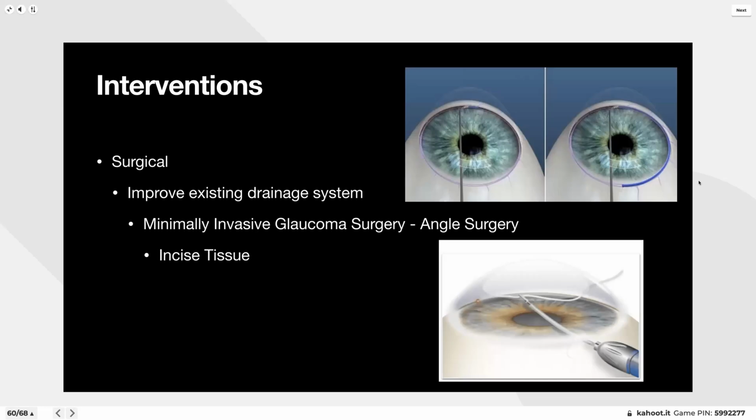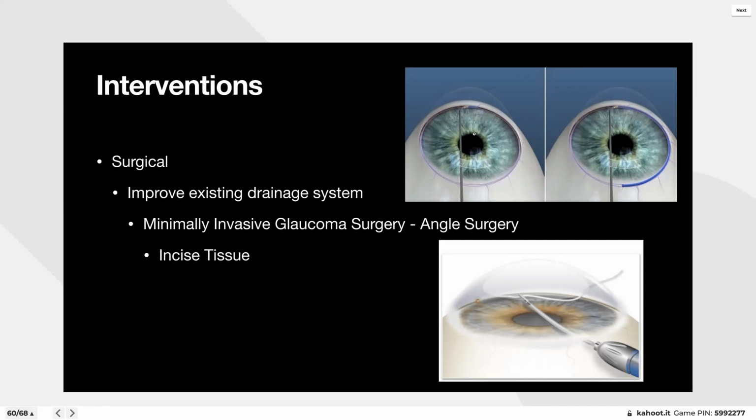Or we can just incise the drainage channels. And this is what's called a gonioscopy assisted transluminal trabeculotomy. Don't worry, you don't gotta remember that. But essentially what we do is we take a suture and we put a suture inside the drainage systems and we pull it open. So we're basically cutting through the existing drainage system that the eyes have so as to help fluid drain out of the eye. So these two are called, again, minimally invasive glaucoma surgery. And this is where we're treating the body's existing drainage channels. We're just helping it move a little bit better.